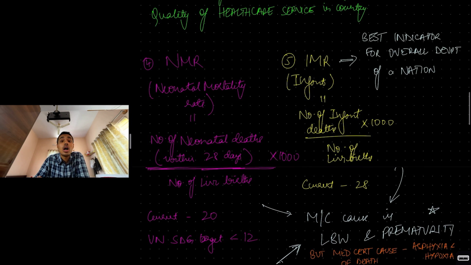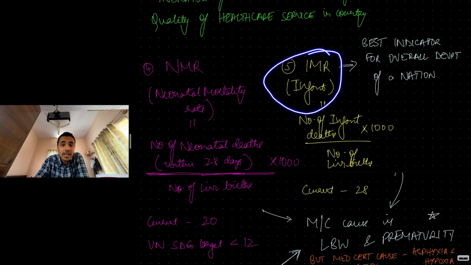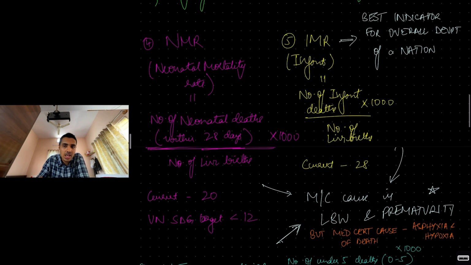And the infant mortality rate is the best indicator for the overall development of a nation. When do we say a nation is developed? When the nation is able to take care of even its most vulnerable population. Who is the most vulnerable in a country? The infants. They can't do anything of their own. So when the infant mortality rate is low, that means the infants are being well taken care of and the nation is said to be developed.